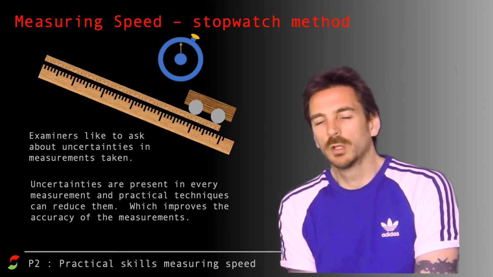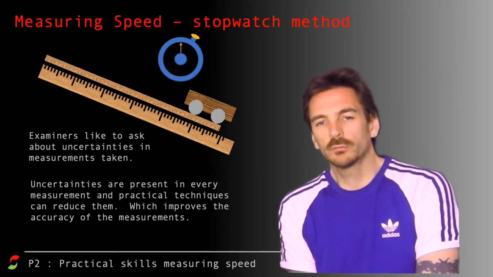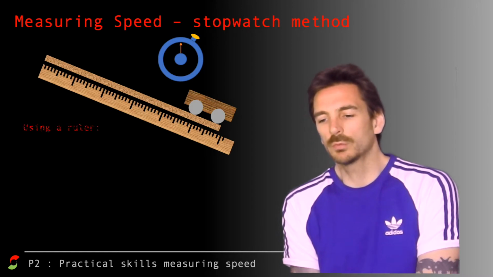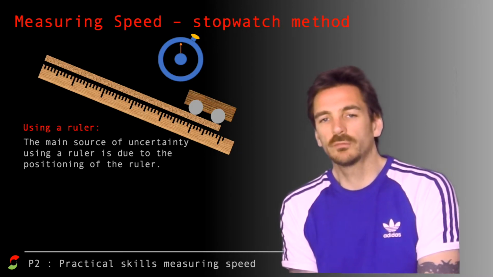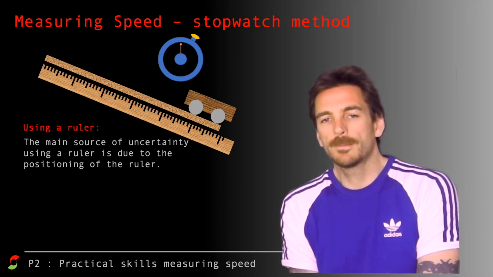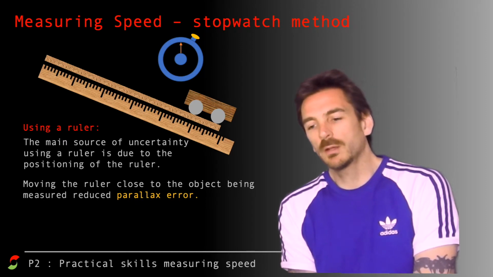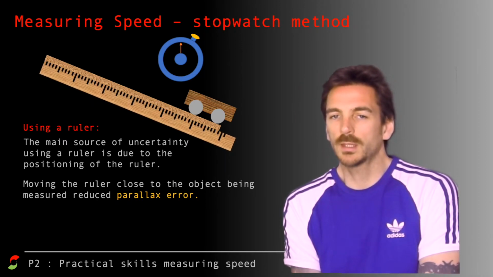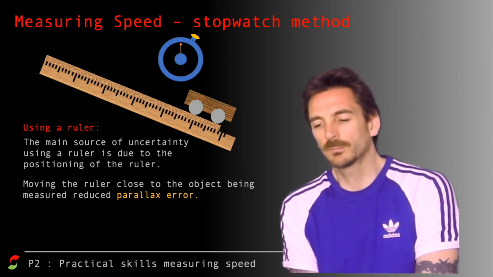So in this practical, we've done 2 readings, length using the ruler and time with a stopwatch. So let's have a look at what uncertainties could be there with the ruler. In measuring length, it's usually down to the position of the ruler that causes most of the uncertainties here. So what we can do is move the ruler a little bit closer so that it overlaps with the thing that we're measuring, the distance that the trolley travels.